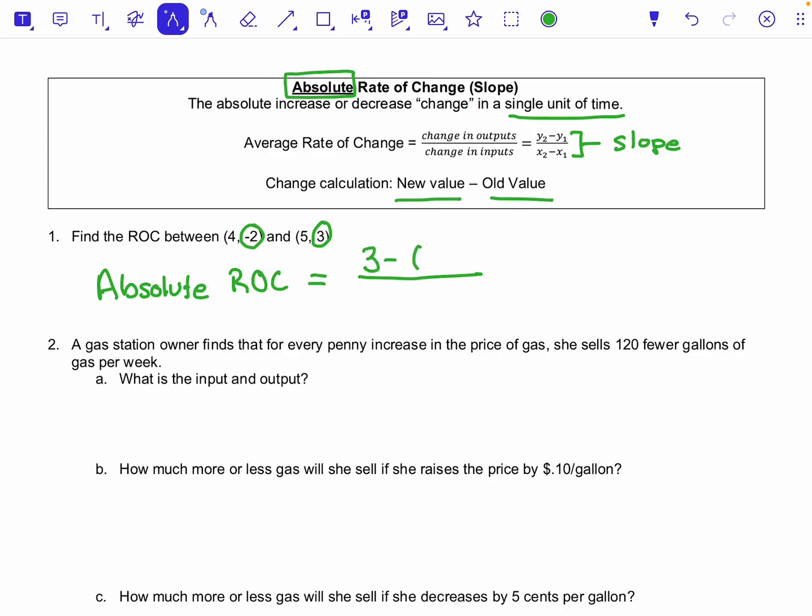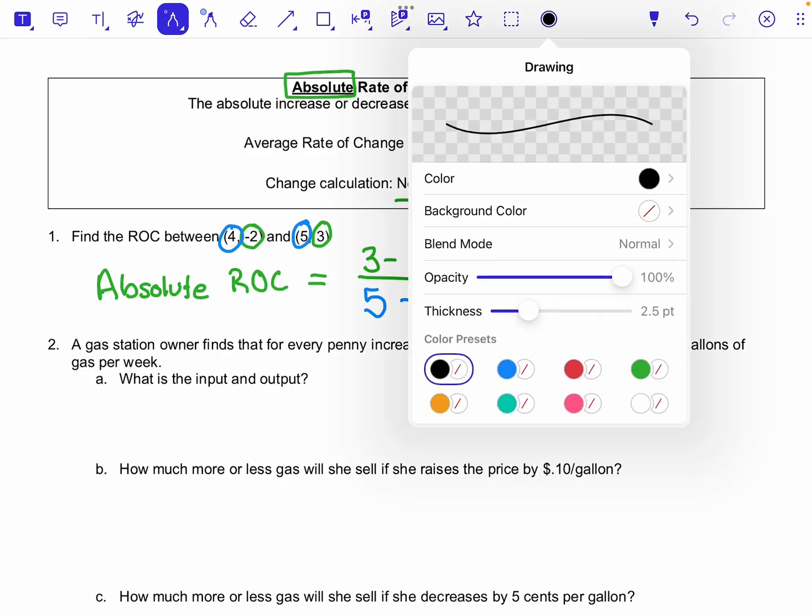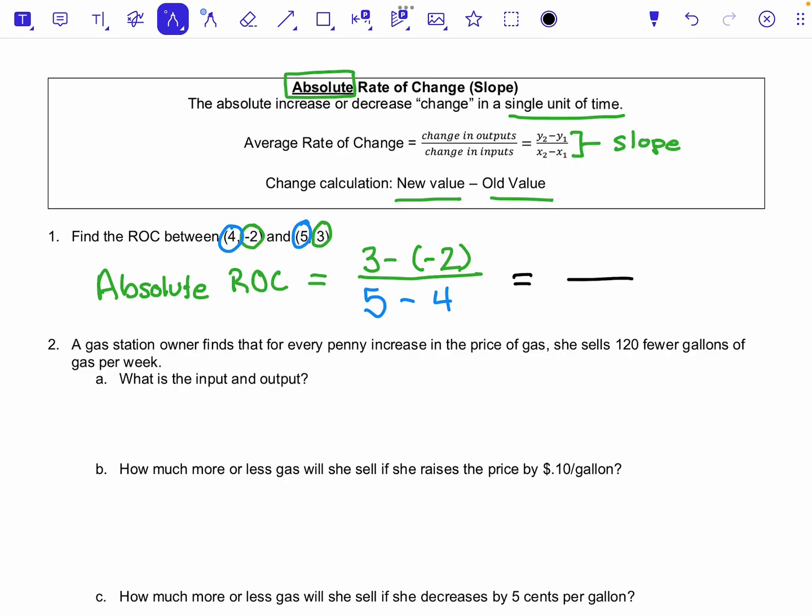3 minus -2. And it really doesn't matter which point you make the new value or the old value in this abstract case. You just want to be consistent, okay? And then the inputs. Since I pulled 3 as my new value, 5 is going to be the one I pull first, minus 4. And then I subtract. So 3 minus -2 would be 5 because I'm adding. And then 5 minus 4 would be 1. And so we have a rate of change of 5 units per unit.